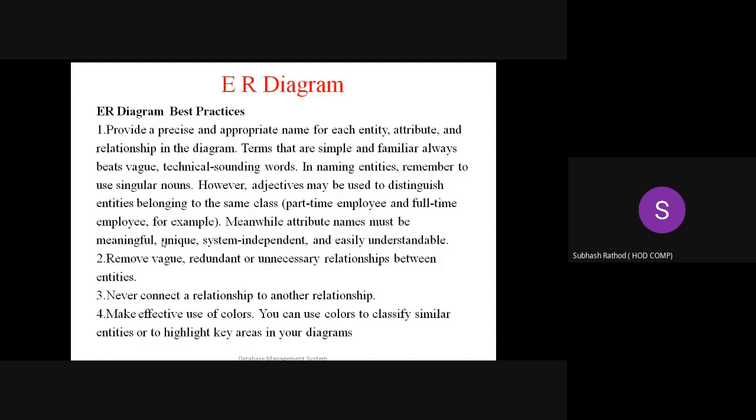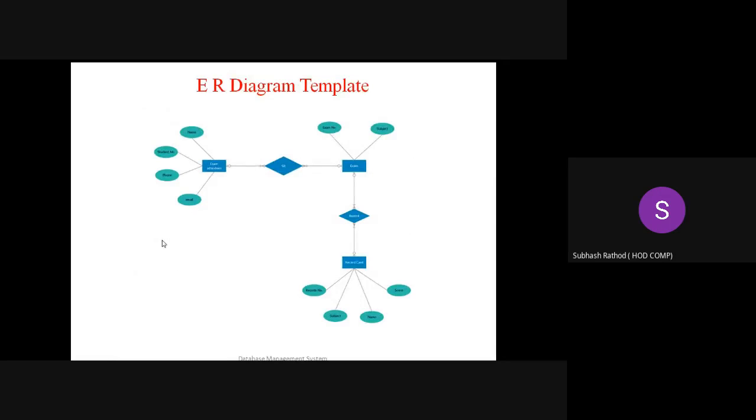Now we proceed further. This is a template. There are various templates in the market. If you cannot see it clearly, you can realize it anyway. Look at this diagram. This is simply a template. You can see the exam attendees is an entity, a rectangle. The exam is an entity.